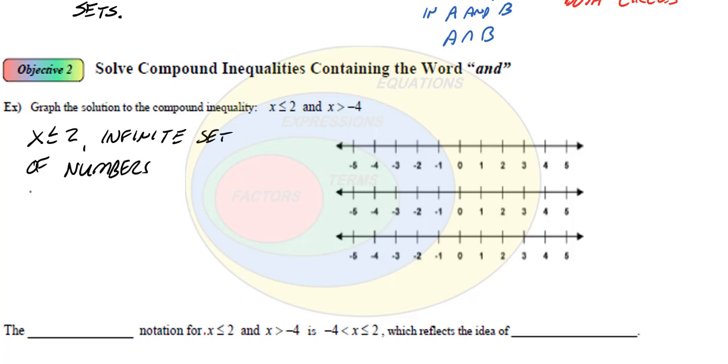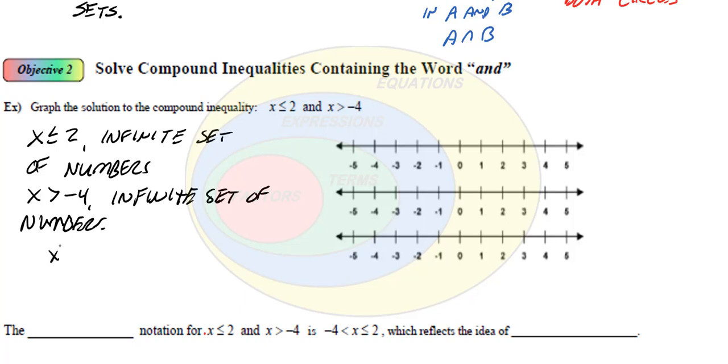So is x greater than -4? This is also an infinite set of numbers. So what that means is that we really can't list the numbers, and then look at the list of numbers and tell which ones are common or which ones are the same.